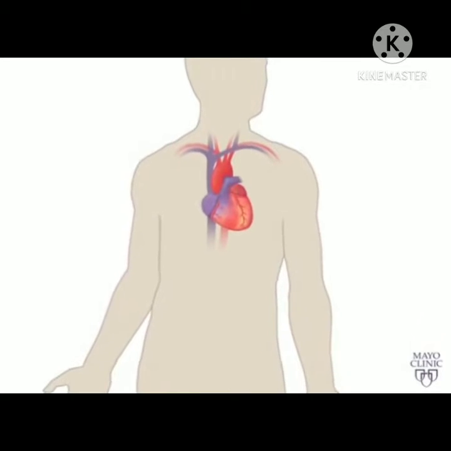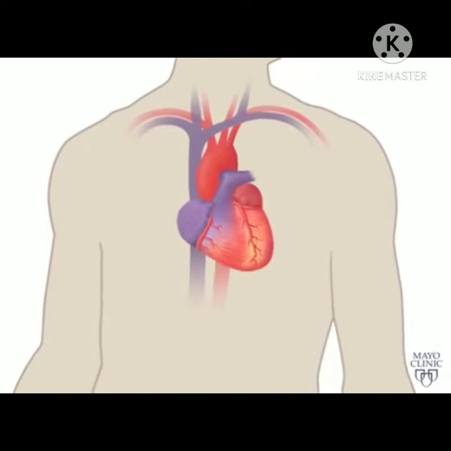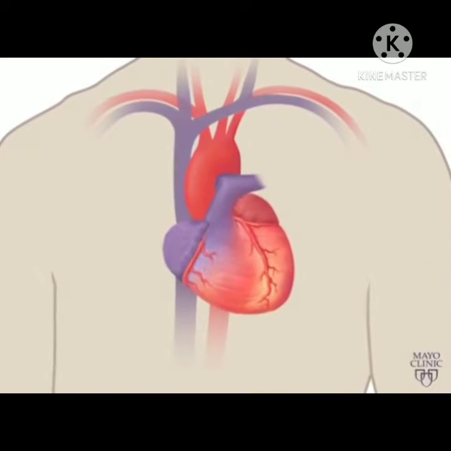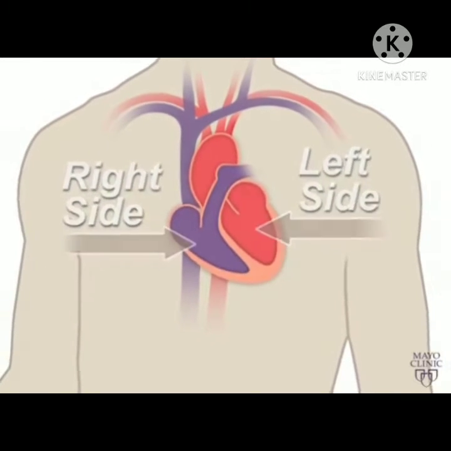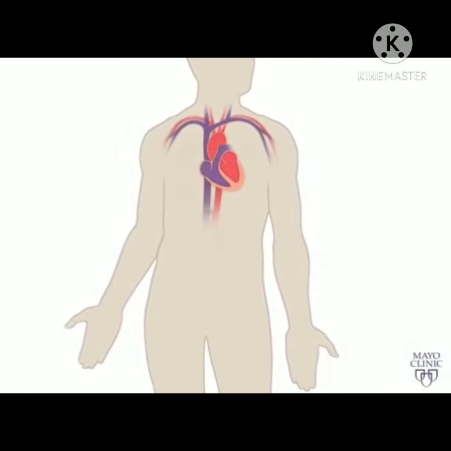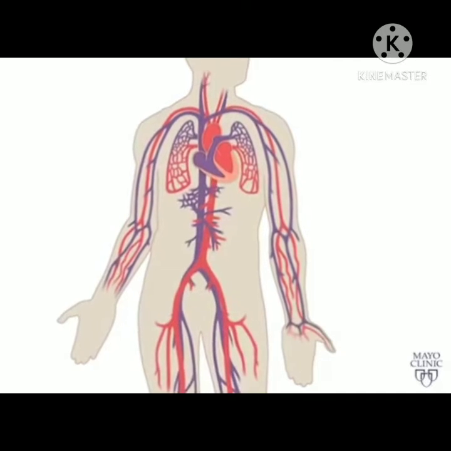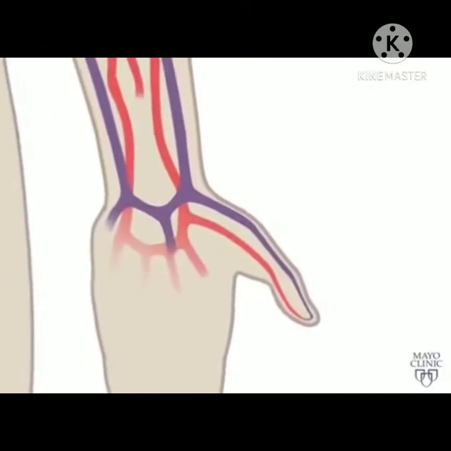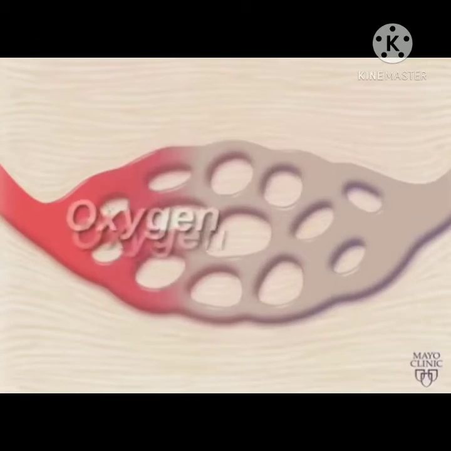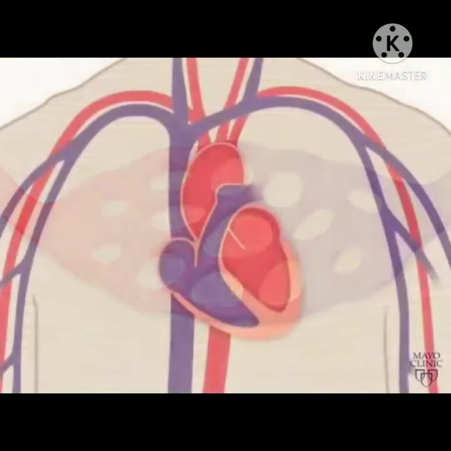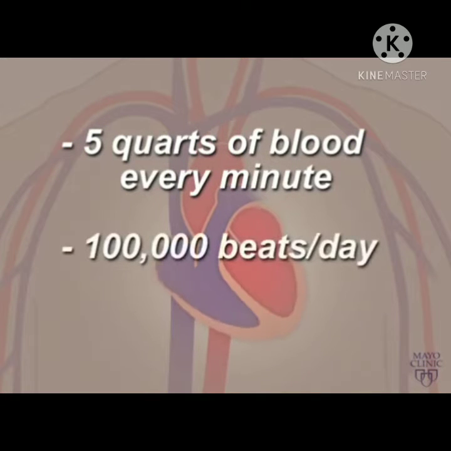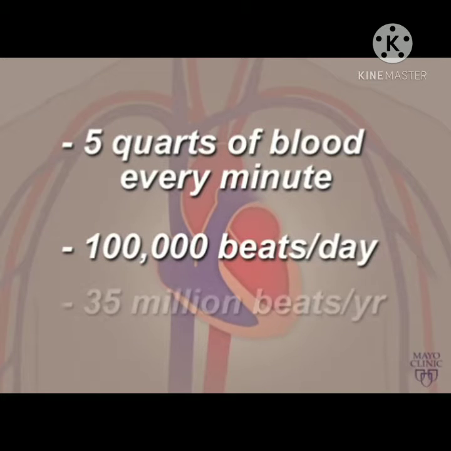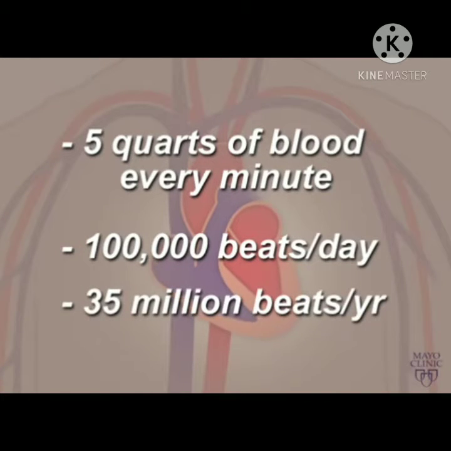So, watch the video. Your heart is a pump. It's a muscular organ about the size of your fist and is located slightly left of center in your chest. Your heart is divided into the right and left side. The division protects oxygen-rich blood from mixing with oxygen-poor blood. Together, your heart and blood vessels comprise your cardiovascular system, which circulates blood and oxygen around your body. In fact, your heart pumps about 5 quarts of blood every minute, and it beats about 100,000 times in one day. That's about 35 million times in a year.